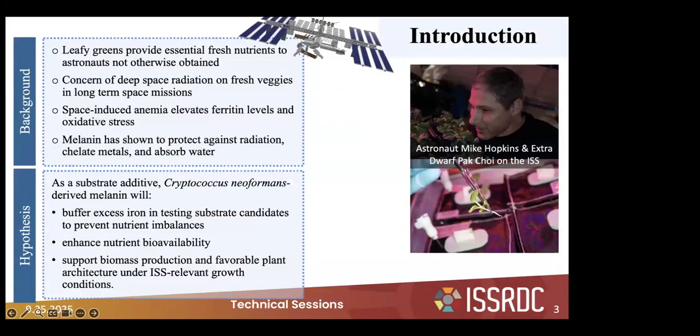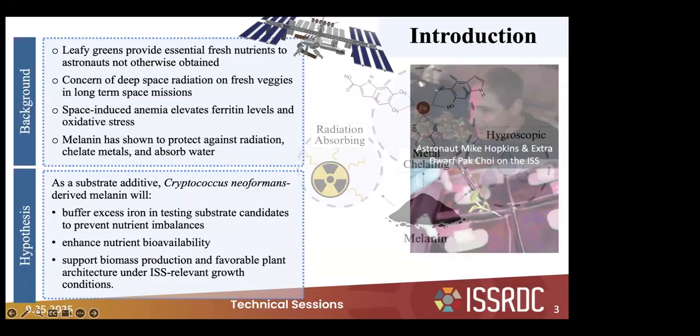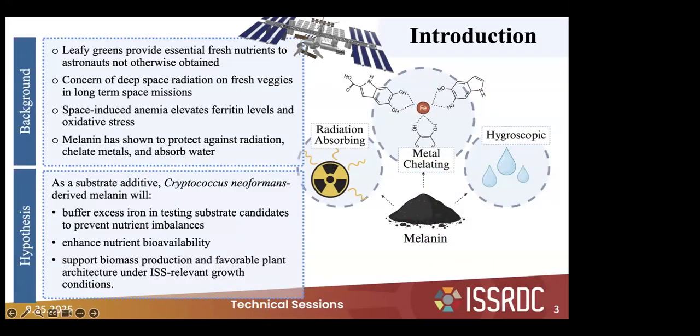As space agencies plan missions to the Moon and Mars, astronauts will need fresh, nutrient-rich crops, not just packaged foods. But food grown in space is limited by substrate chemistry, especially nutrient balances like too much iron or too little calcium, magnesium, or potassium. That's where melanin may help. Beyond shielding radiation, melanin binds to iron, buffers pH, and retains moisture, which are all traits that could improve space agriculture.